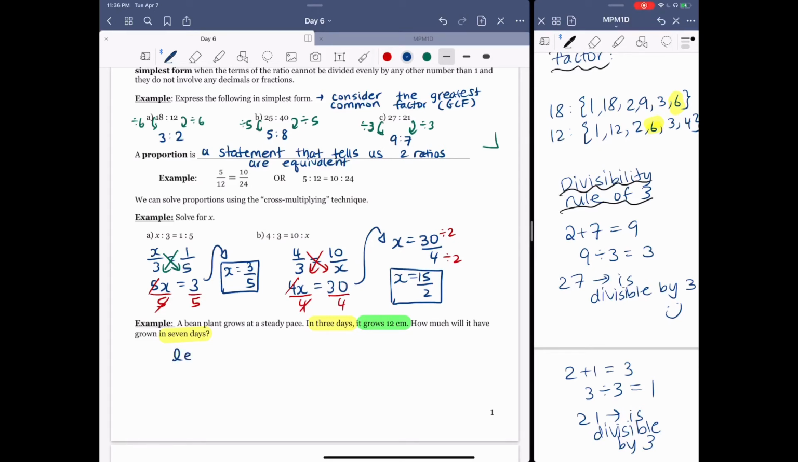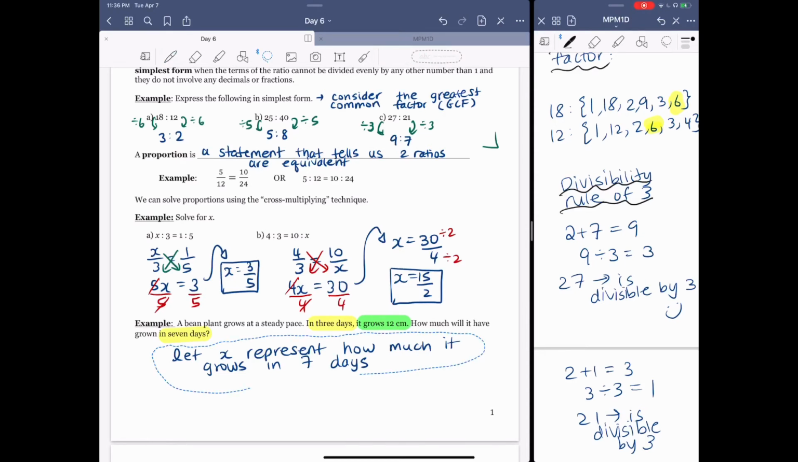Well, let x represent what? Well, what are we trying to solve for? I need to find how much it will have grown in 7 days. So I'm going to rephrase that. Let x represent how much it grows in 7 days. So that's what I'm solving for. Okay. Next, I need to set up a proportion.